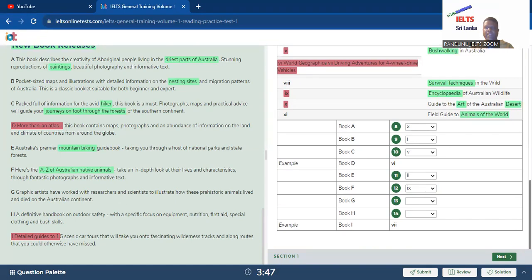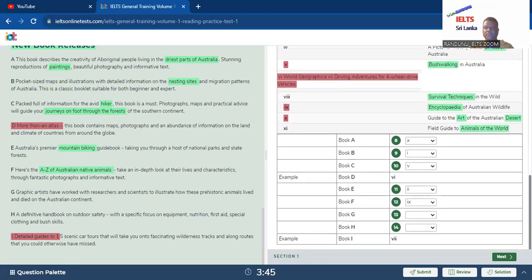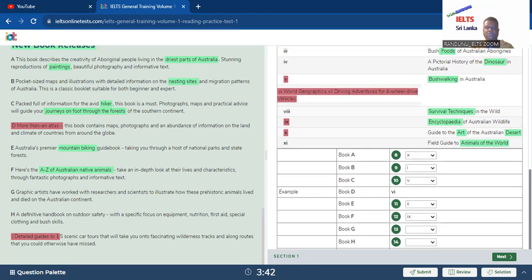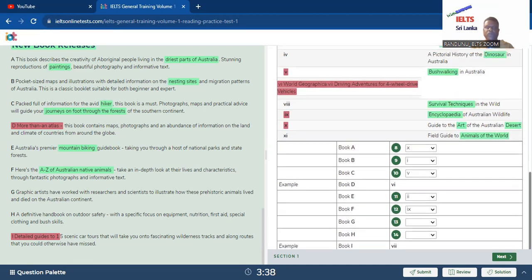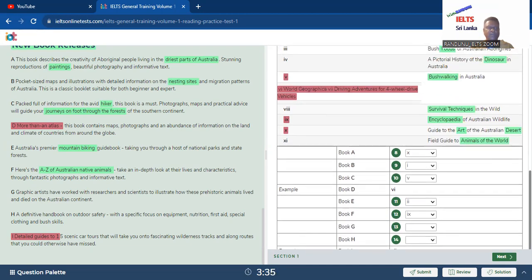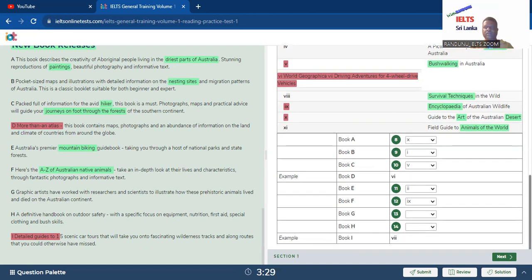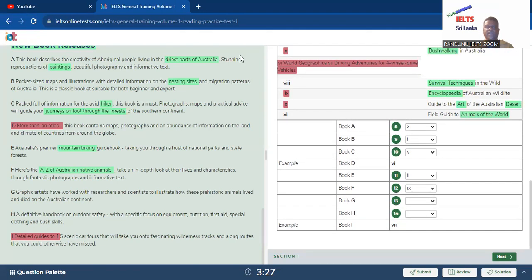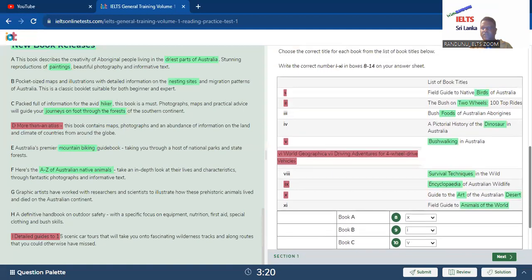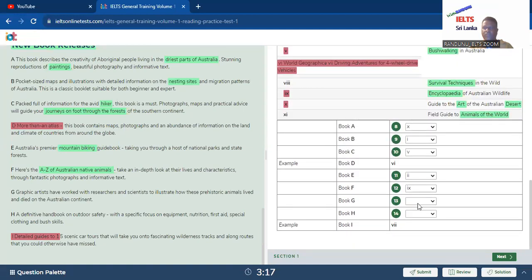It talks about some animals that lived and died, they are no more there. Animals who are no more there. Animals lived and died on the Australian continent, they are the dinosaurs, right? Dinosaurs. The answer is number 4, this one, number 4.